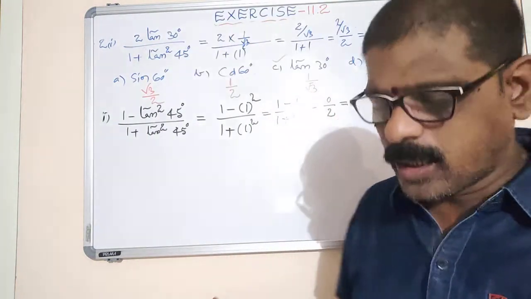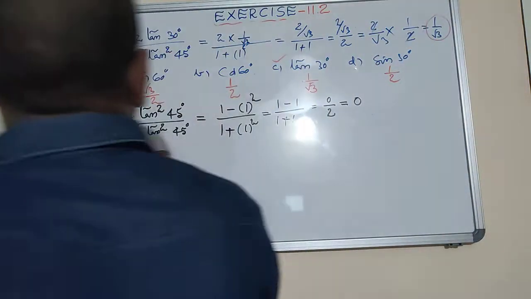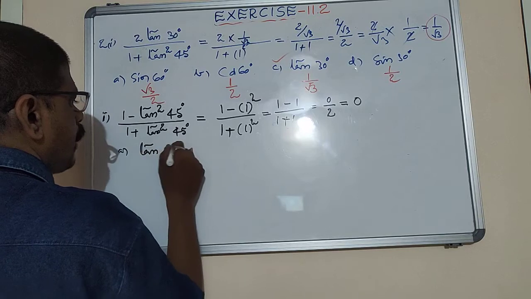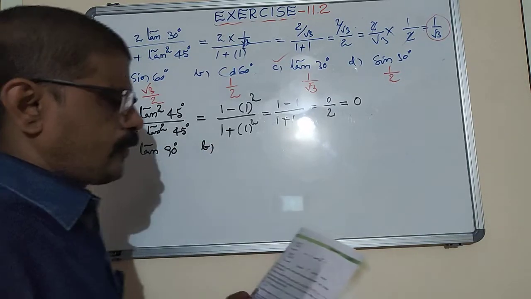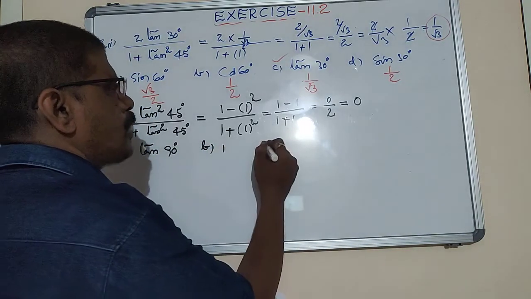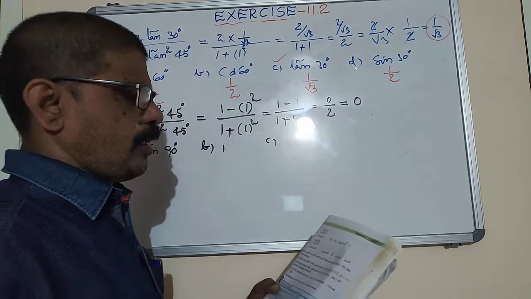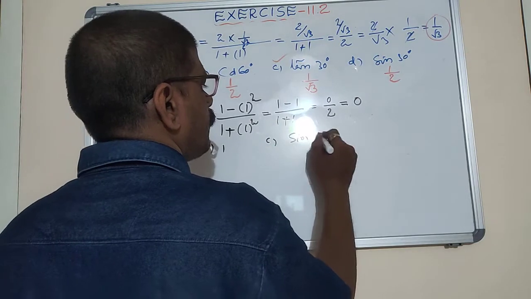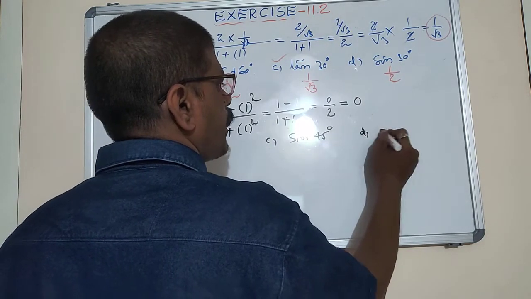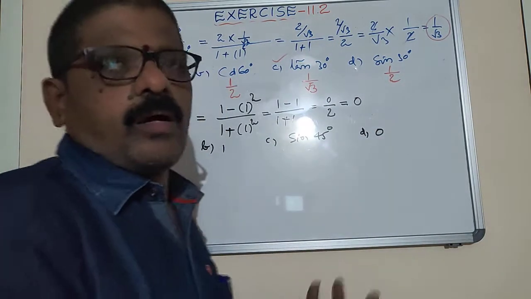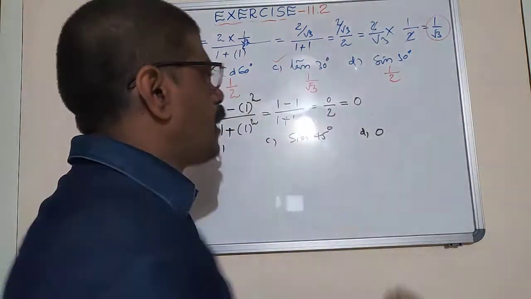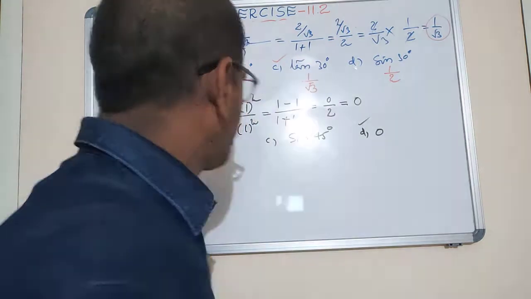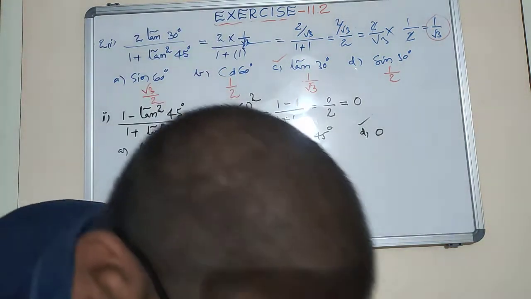Clear? What are the options given? Option A tan 90 degrees. Option B 1. Option C sin 45 degrees. Option D is 0. Now the direct answer is given, so option D is correct. Clear? Now the third one is the third question.